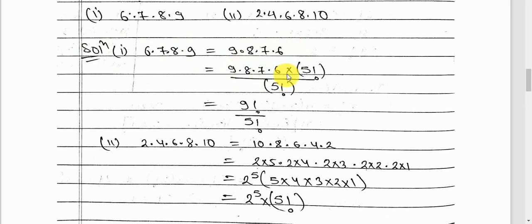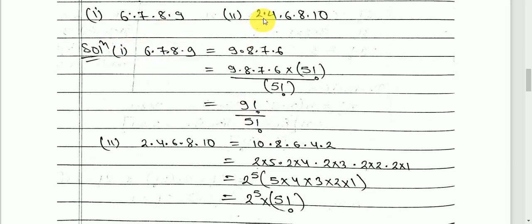Then what is missing over here? 5 into 4 into 3 into 2 into 1 is missing. Yes, that means factorial 5 is missing. So I will multiply and divide by factorial 5. Now if you see over here, 9 into 8 into 7 into 6 into factorial 5 is nothing but factorial 9, and down we have factorial 5. So that's how we have been able to write this product in factorials.